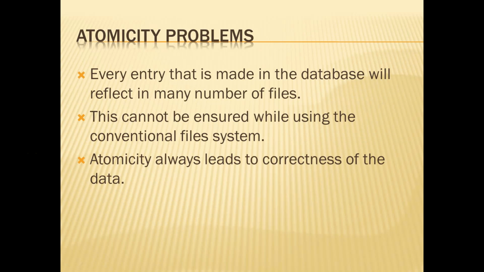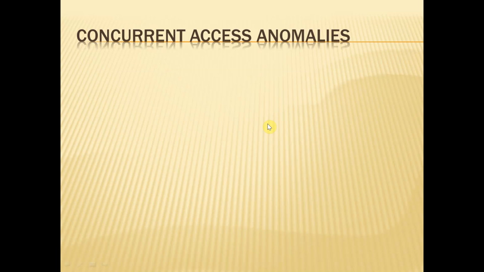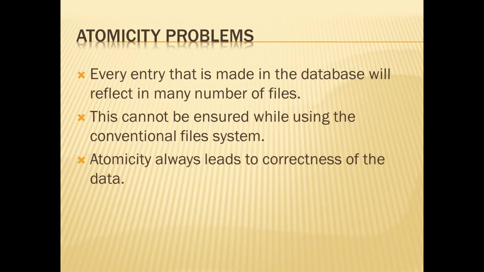The next one is the atomicity problem. So every entry that is made in the database must reflect in many other files. For instance, if we debit a certain amount from an account, the same has to be credited into another account. So if we have different files for debit data and credit data, when one file gets updated, the other file also has to be updated. This is what we call atomicity problems. This cannot be ensured in a file processing system.